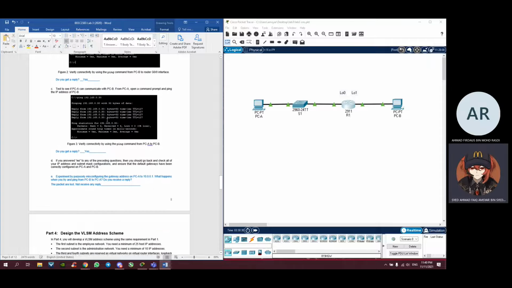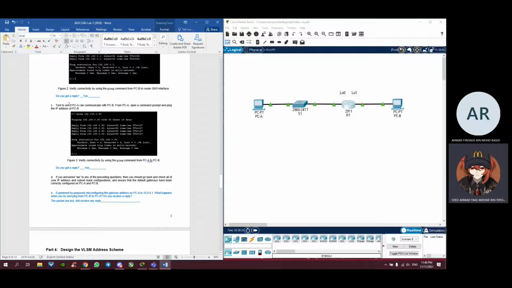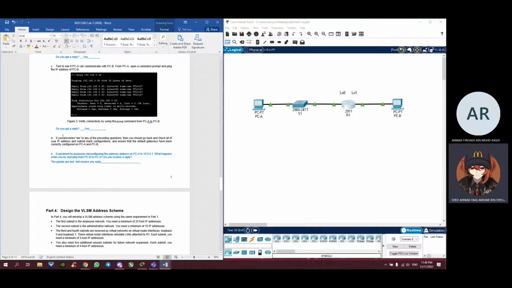And also test to see if PCA can communicate with PCB. From PCA, open a command prompt and ping the IP address of PCB. Okay, so here is the ping of the IP address for the PCB, and then we get the reply. Sent four, received four. Yes.